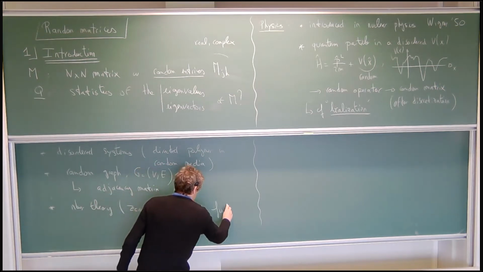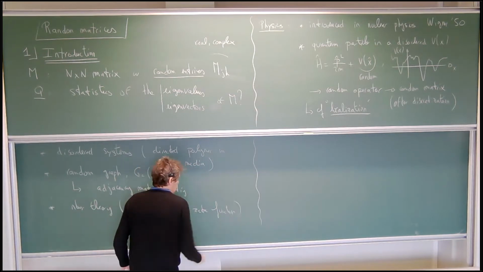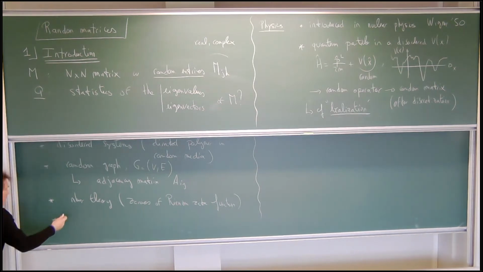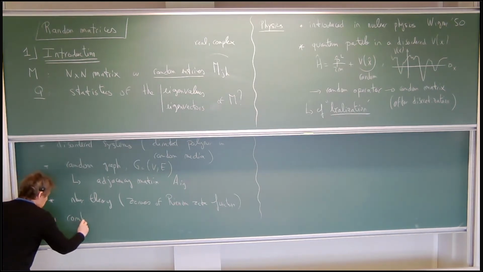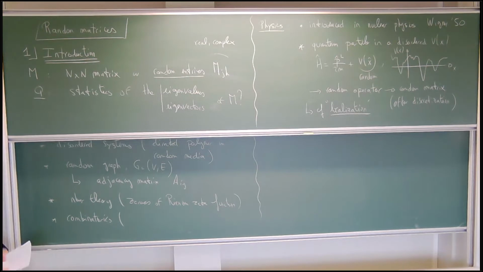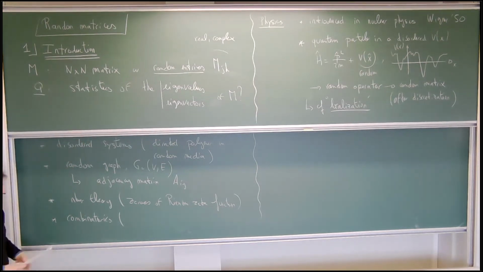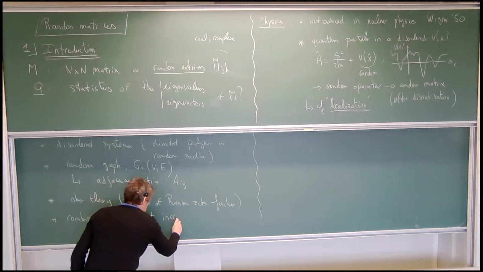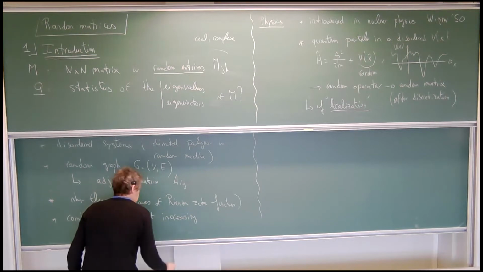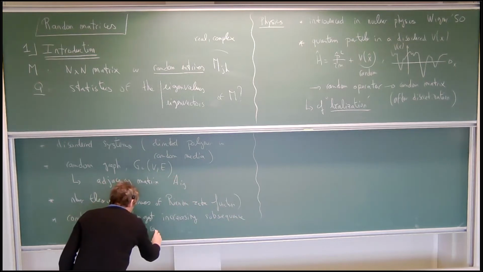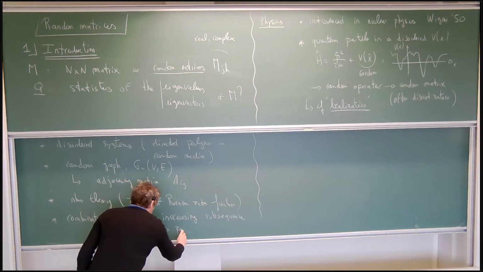I will not say much here, but I could provide you some references if you want. There are also very nice problems of combinatorics, which are related to random matrix problems. One famous problem is the so-called longest increasing subsequence of random permutations, and so on and so forth.